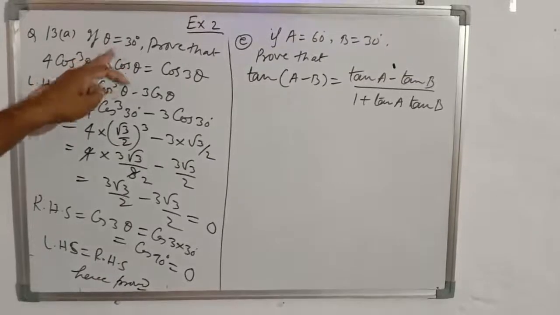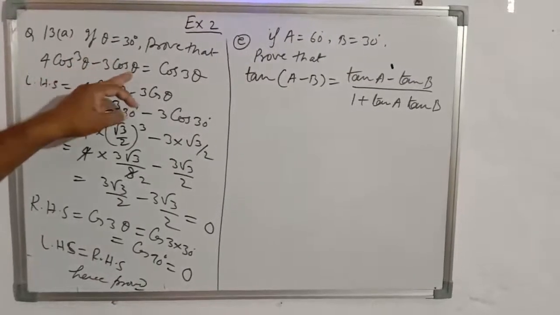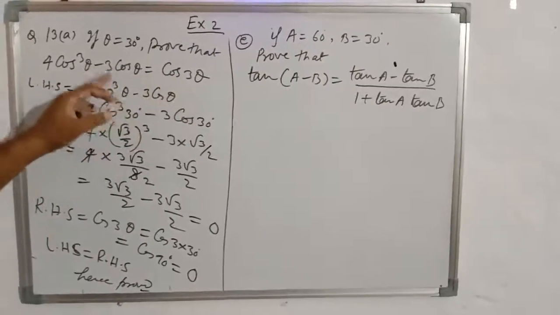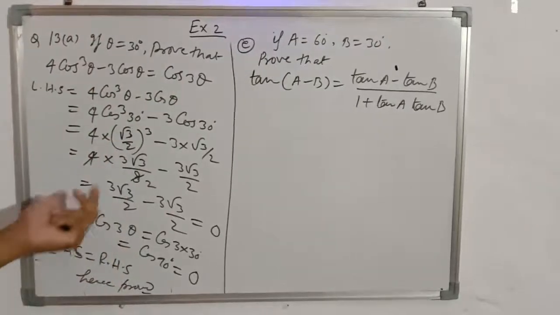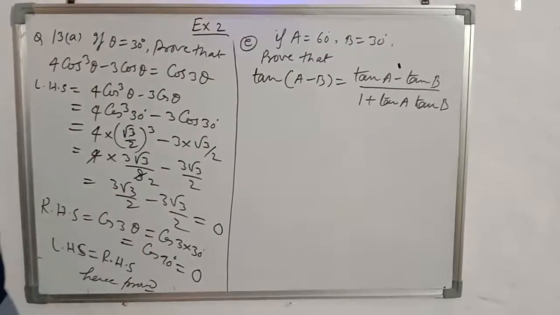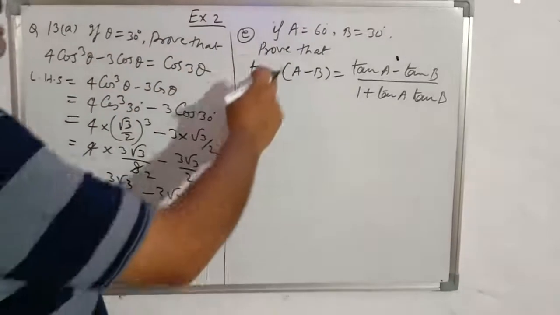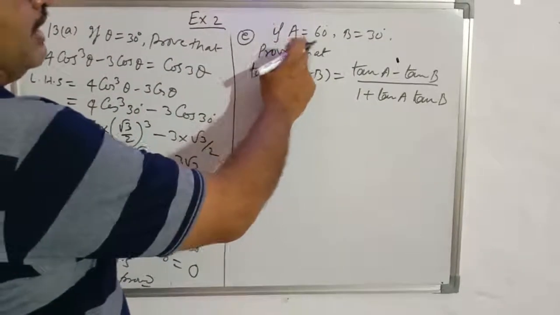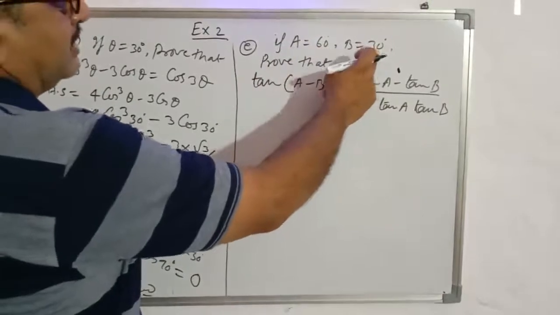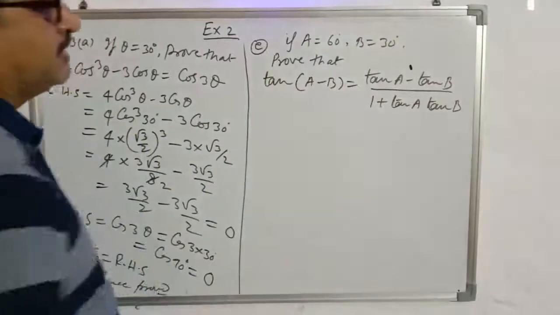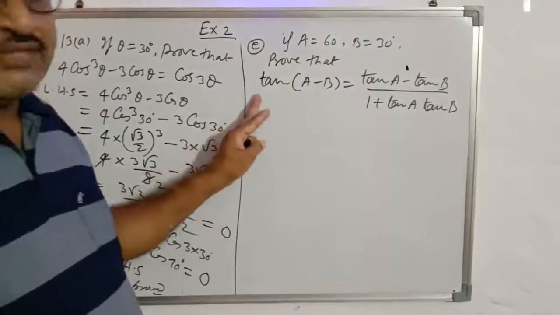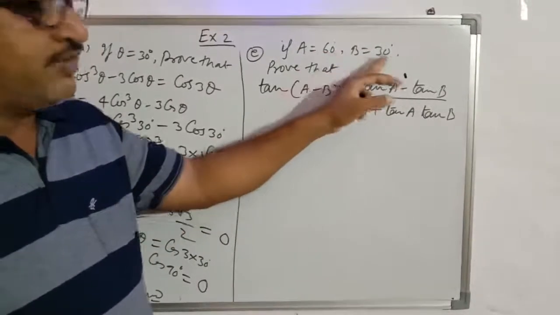So the value of theta is given. Put the value of theta in the left side and right side. Find both sides' values. If they are coming equal, then it is proved. Question number 13e part. Again it is given angle A is 60 degree, angle B is 30 degree. We have to prove this result. In the same way, we will take the left hand side and right hand side, put the values of A and B and find.